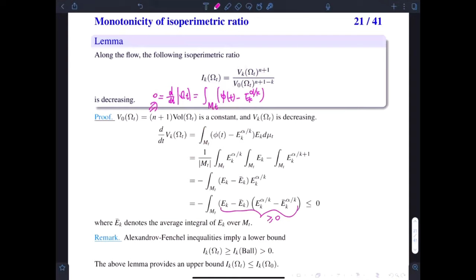The monotonicity of the Ik means that the Ik of omega t for each positive time t is bounded from above by the initial value. This gives an upper bound on the Ik. And on the other hand, the Alexandrov-Fenchel inequality would imply a lower bound of Ik. Because for any convex body omega t, the value of the Ik is bounded from below by the value of Ik on the unit ball. This is a fixed constant. So now we have the two-sided positive bound on the isoperimetric ratio Ik. And this is useful to control the geometry of the domain omega t. And here we need to mention that the domain omega t is the enclosed domain by the surface Mt. That is convex. This is omega t. The boundary is Mt.